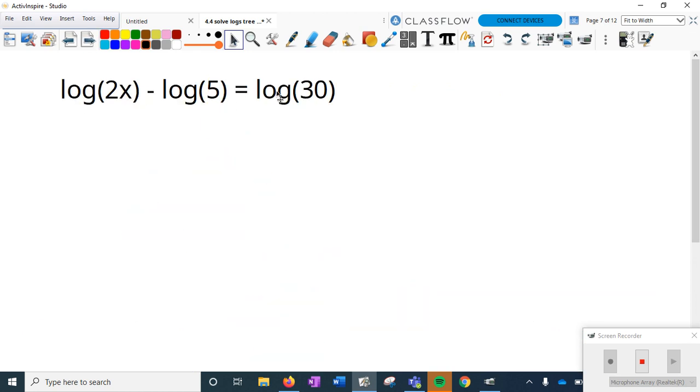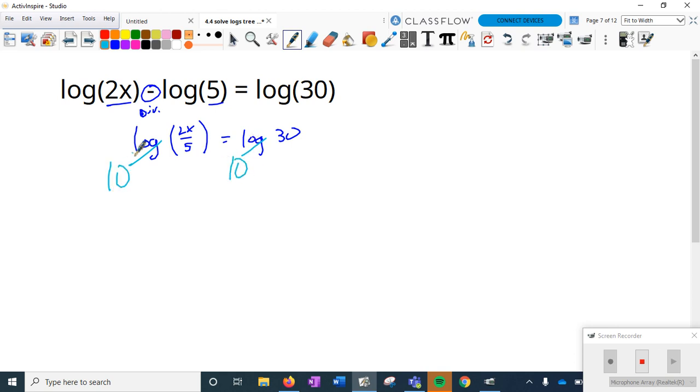All right, so I'm going to use my laws of logs again. Okay, remember subtraction means we get to condense it down to division. Get to divide this and this. Okay, so I have log of 2x over 5. The negative log means it goes in the denominator. And this side is just log of 30. Okay, and now since I have log equals log, I get to ignore the log part. Okay, it's like I'm doing 10 to this power and 10 to this power. Notice that's going to end up going away. So essentially I get to ignore that log part and say 2x over 5 equals 30.